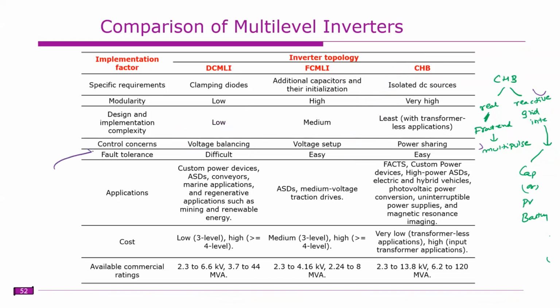So next one is fault tolerance. As we discussed, if a fault is happening, we need to reconfigure the inverter such that it may be operated at its full power or at its reduced power. In case of diode clamp, it is difficult. Why is it difficult? We cannot reconfigure the diode clamped multi-level inverter because it is not having any switching redundancies. In case of flying capacitor, this is somewhat easy because of the presence of modulator. This is also easy in case of cascaded H-bridge.